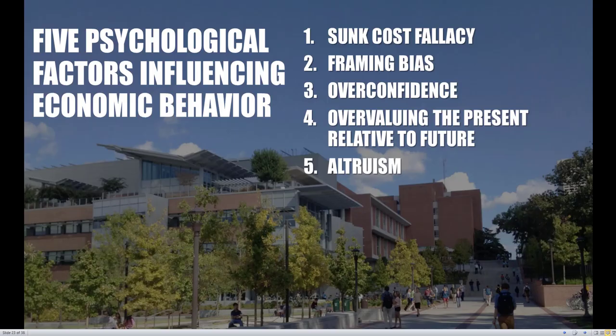And there are 5 factors that are going to be affecting the psychological branch of economics, and we take a look at them right here. The sunk cost fallacy, the framing bias, overconfidence, overvaluing the present relative to the future, and altruism. So all of these are different reasons why we as individuals may act irrationally in very predictable manners. So take a look at the sunk cost fallacy first.